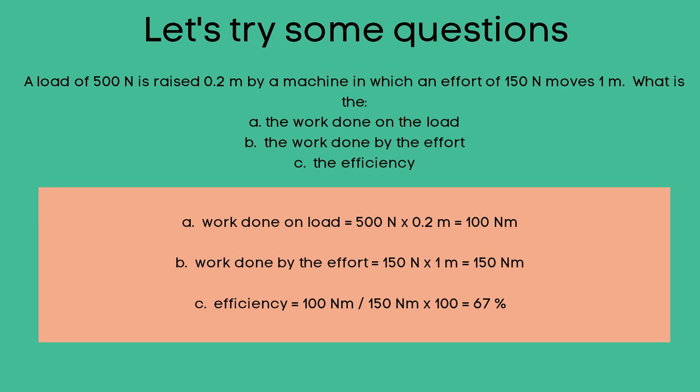To determine efficiency, simply put the smaller number over the bigger number. You can't get more than 100%. Okay? So you divide 100 Newton meters by 150 Newton meters. You multiply all of that by 100 and you get 67%.